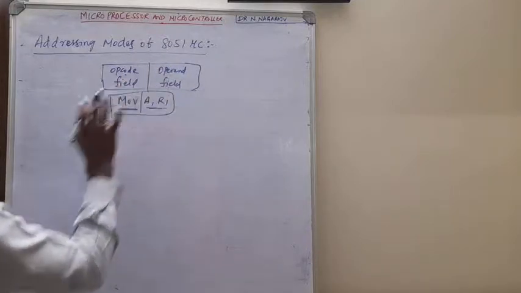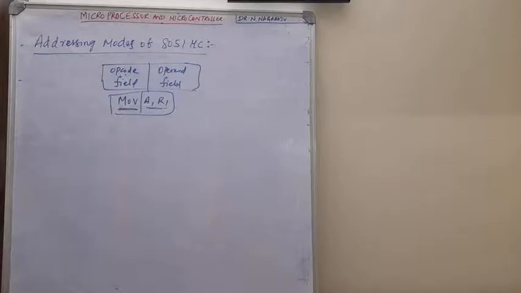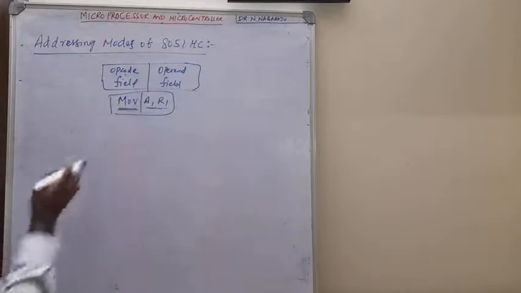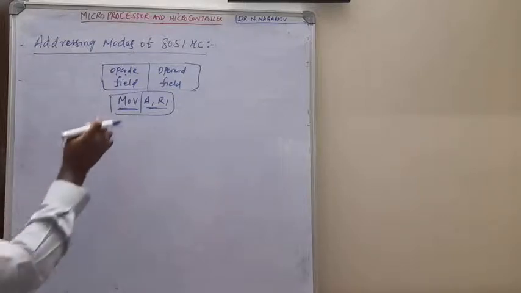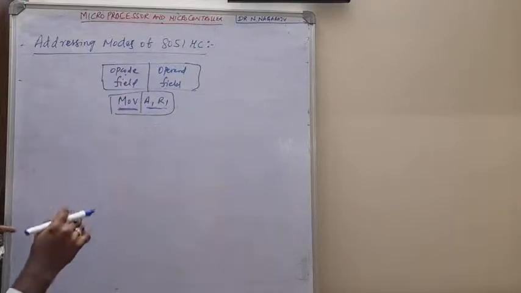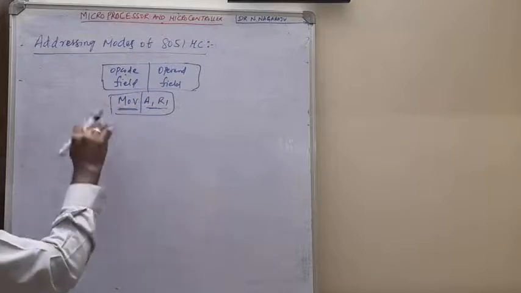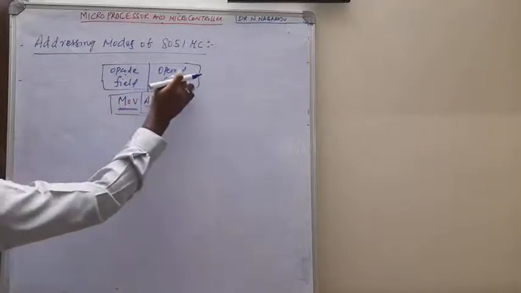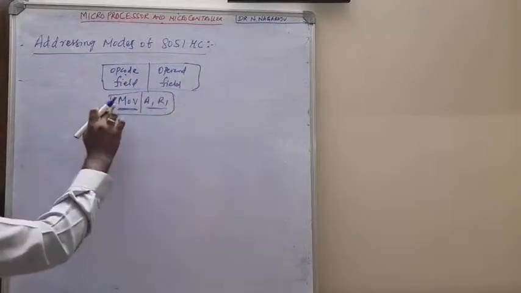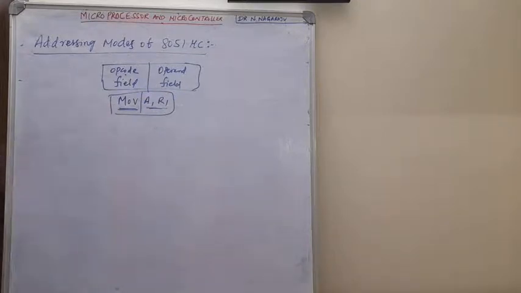So any instruction is divided into two sections, opcode field and operand field. The opcode field is the part of the instruction that specifies the operation to be performed. That operation indicates whether it is a move, addition, subtraction or multiplication operation. So what type of operation you have to carry out is decided by the opcode field. Then the operand field indicates the data on which the operation is to be performed.